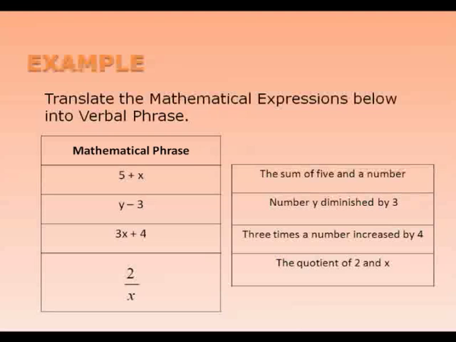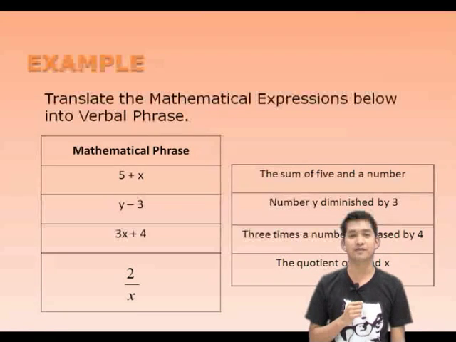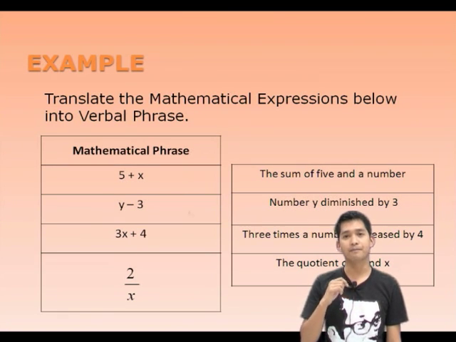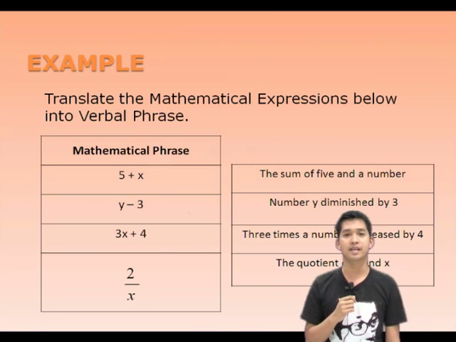And 2 over x as the quotient of 2 and x. Remember, when you translate a division expression, you always use the fractional form and not the division symbol. For you to apply it when we are using already the equation.